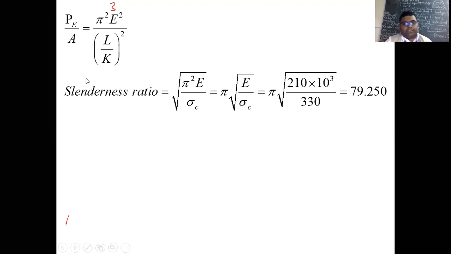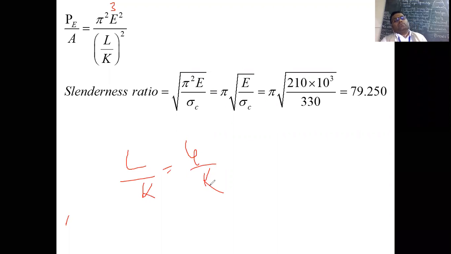So my dear students, this term L upon K and LE upon K are both equal in this case. LE upon K is known as the slenderness ratio. You can see that this PE upon A is called sigma c.